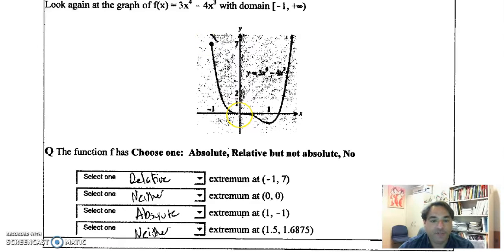(0, 0) was neither, so it's not a max or a min, so it can't be an absolute. (1, -1) is a minimum, and it is the lowest minimum in the entire graph. That would be an absolute minimum. And then (1.5, 1.6875) is neither max nor min, so it cannot be an absolute.